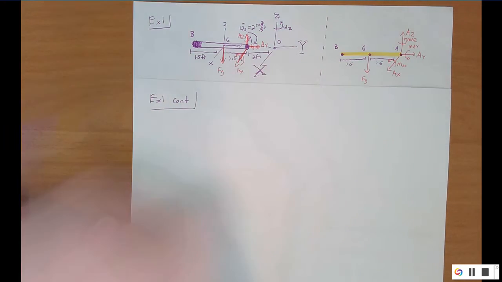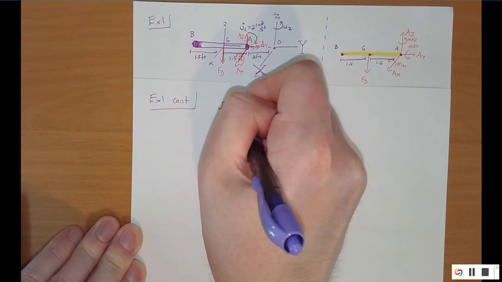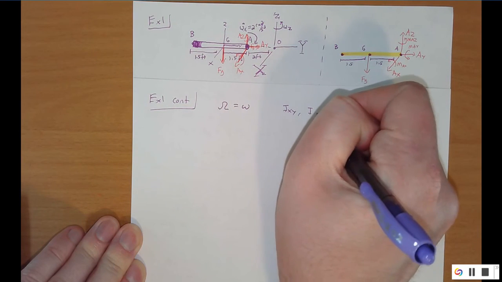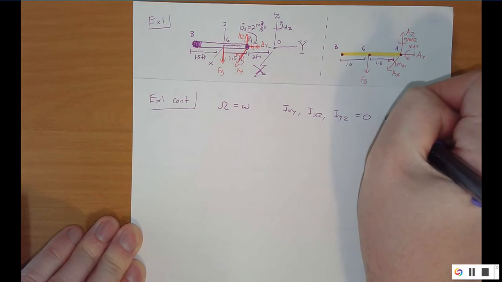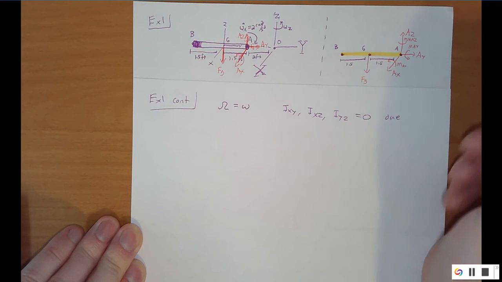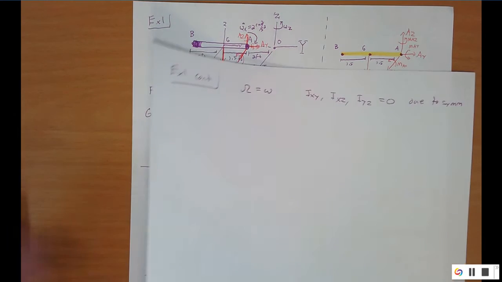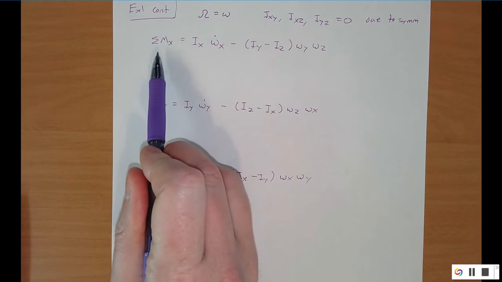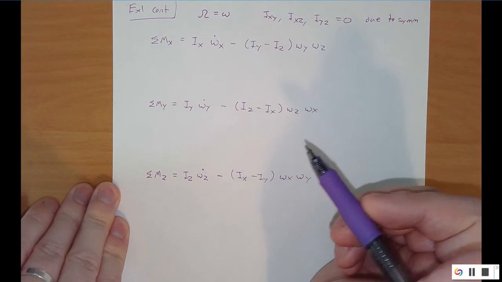So that means that I'm getting the case where big omega equals small omega, and IXY, IXZ, and IYZ are all 0 due to symmetry. So this means we can use Euler's equations. And Euler's equations were these. So here's Euler's. So let's go ahead and figure out what we do know. So we don't know IX, IY, or IZ, so we can find those in a second.